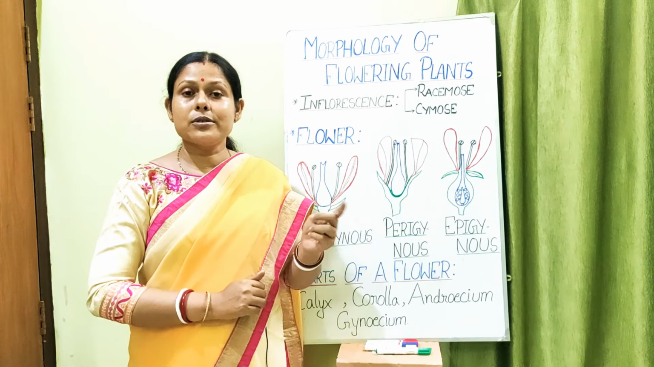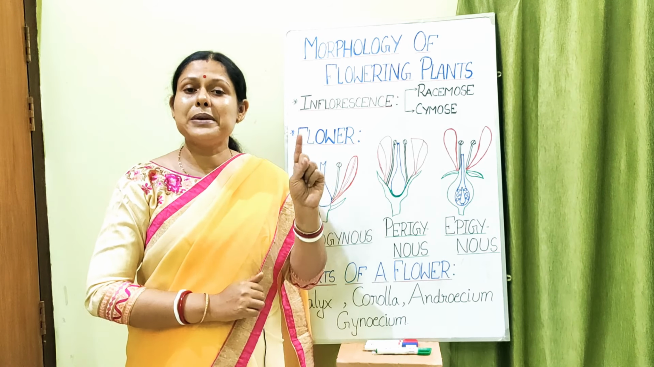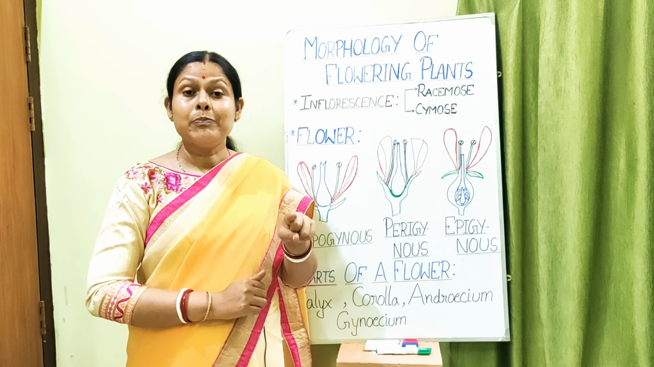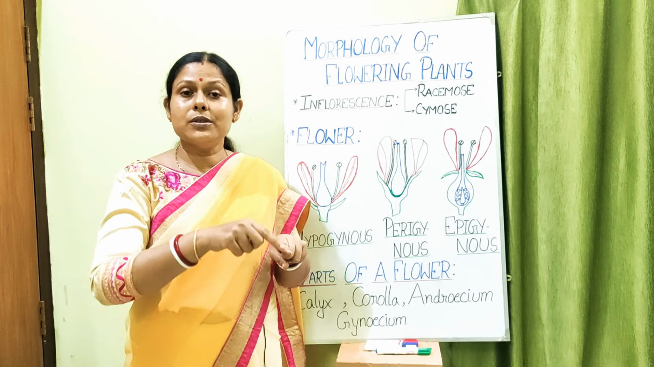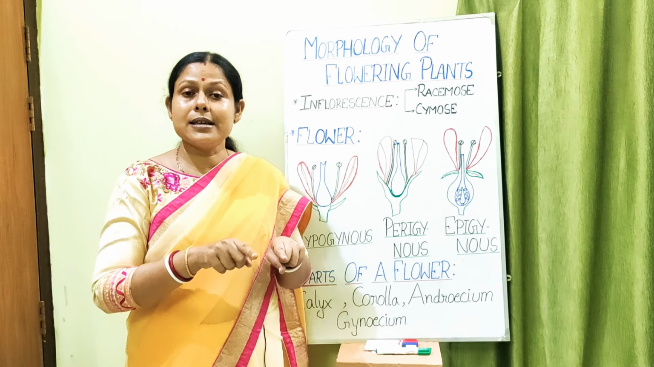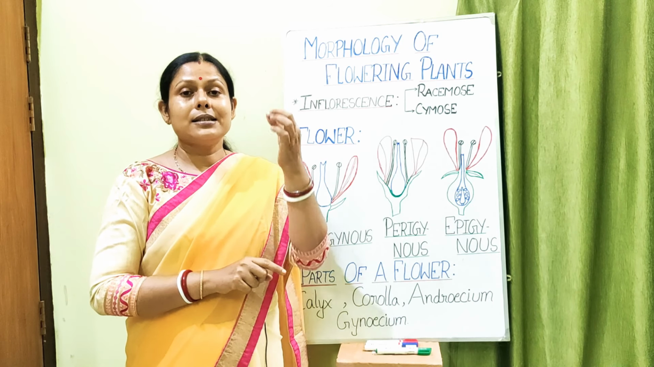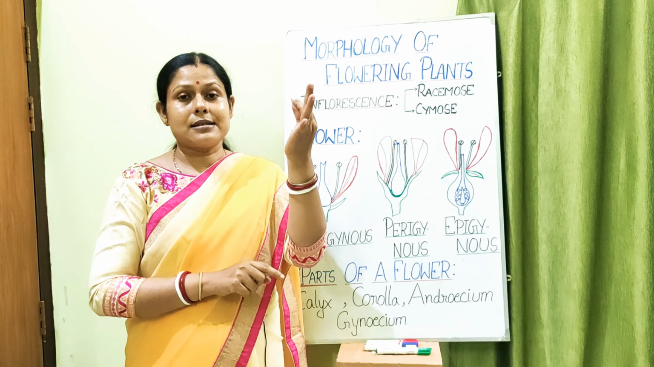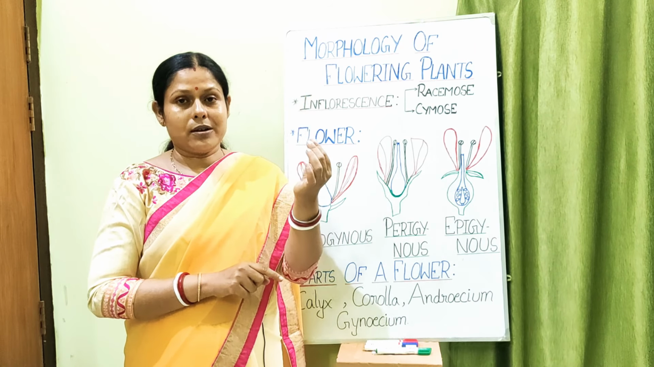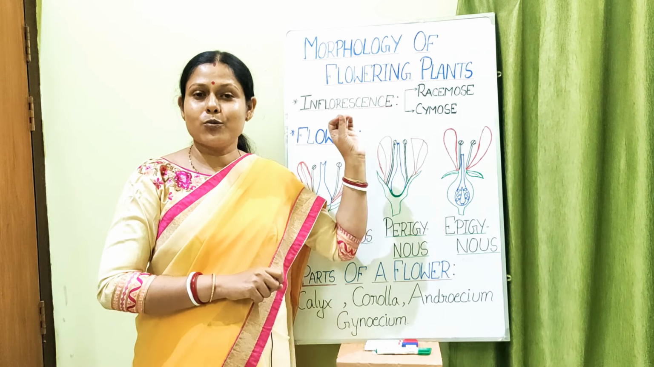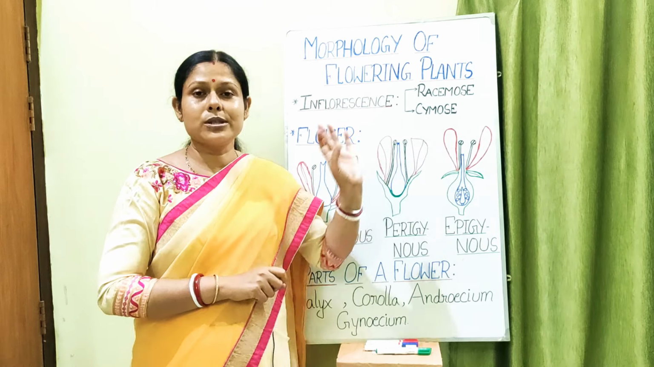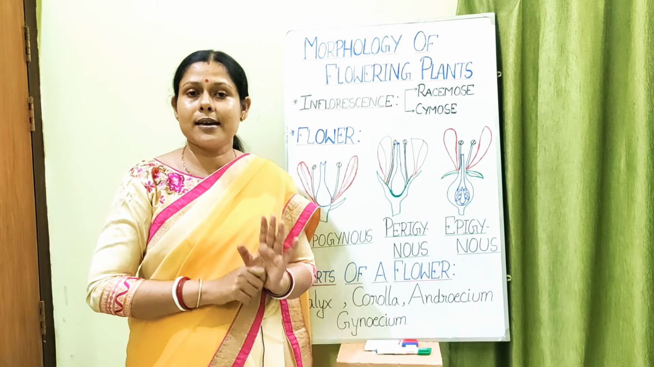And the cymose inflorescence is just the opposite. That means the basipetal arrangement of flowers. Basipetal means towards the base. Towards the base of the floral axis is the immature flower, and the tip of the inflorescence axis has the mature flower. So I think by this time you got the idea of what inflorescence is and what the two types of inflorescence are, clear with the example.